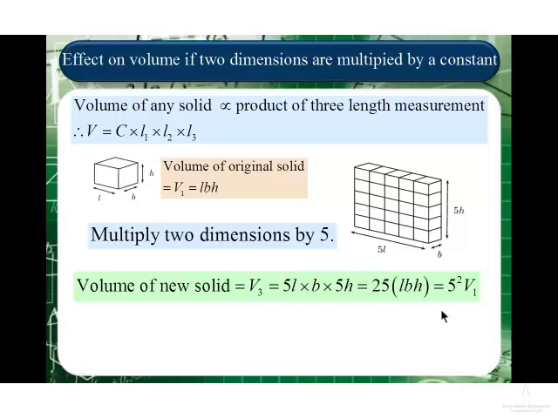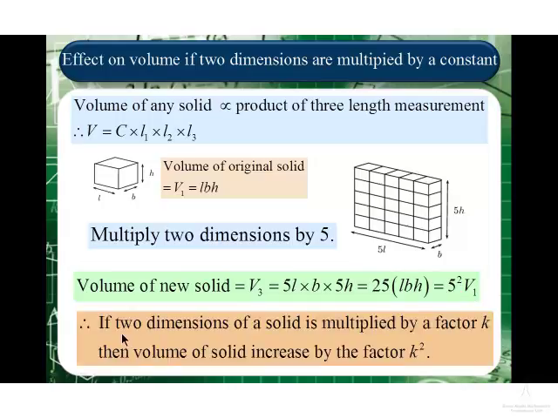So we can say in general then, for a two-dimensional change or multiplication by a constant, if two dimensions of a solid are multiplied by a factor, say k, which is greater than 0, then the volume of the resulting solid will increase by the factor k squared.